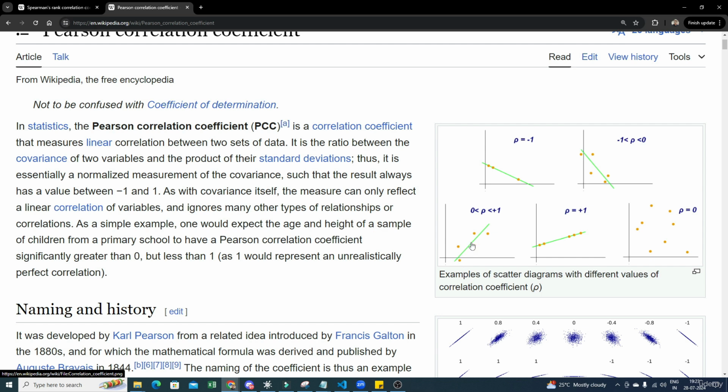Similarly, when X is increasing, Y is increasing, and X is decreasing, Y is decreasing, your value ranges between 0 and +1. If all the points are in a straight line in increasing order, you'll get +1. And if you have scattered points with no relation at all, then the Pearson correlation will be 0.